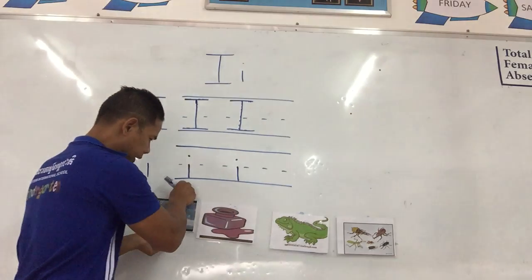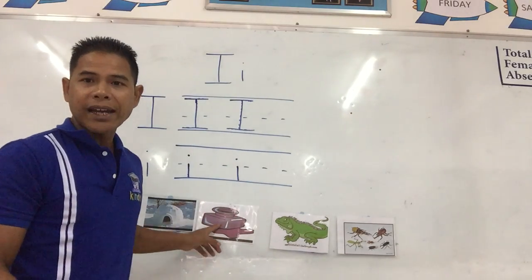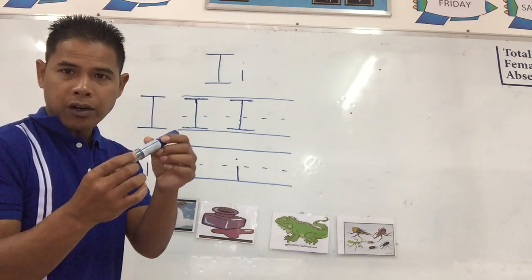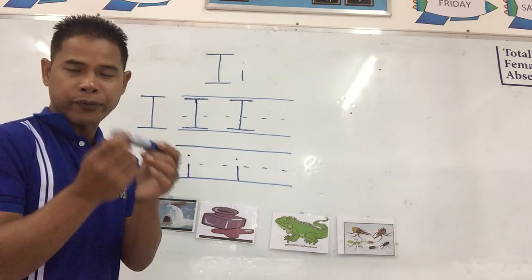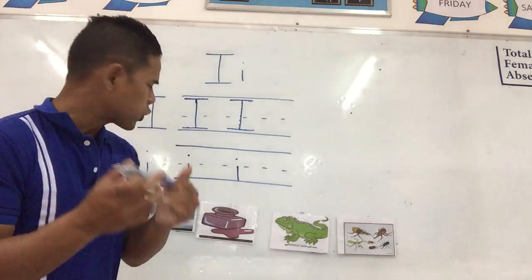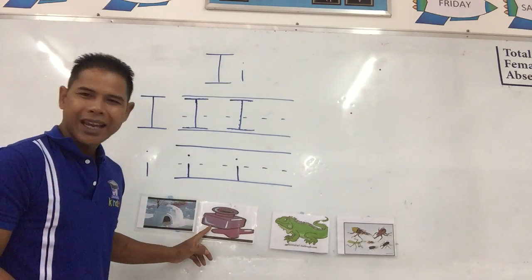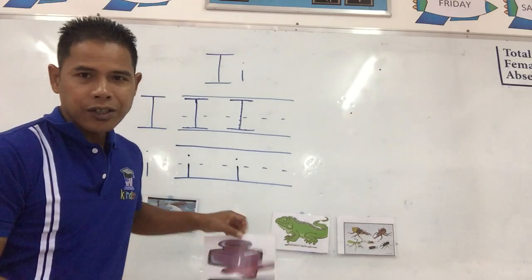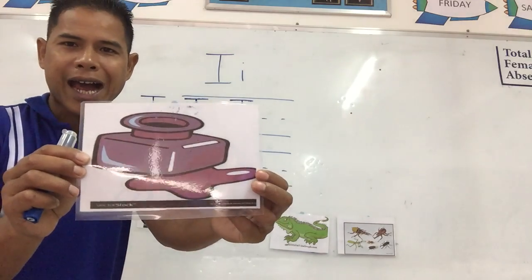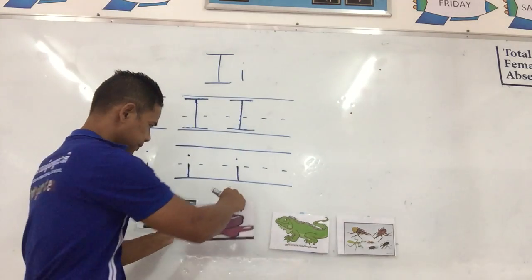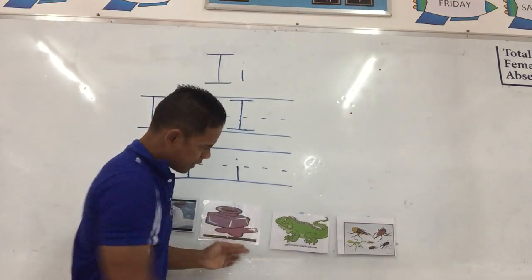Okay. Next one. We find it in our pen, we find it in our marker. It is the liquid inside of it, which allows us to write. We call it ink. Ink starts with the letter I, okay? Ink.